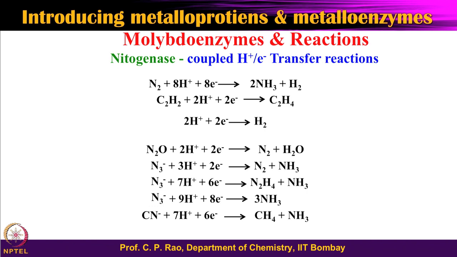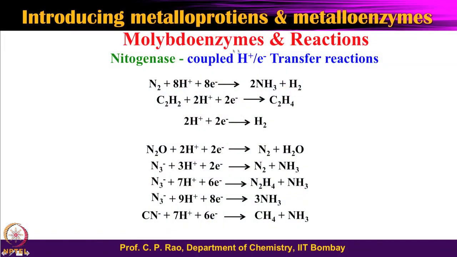Nitrogenase is primarily a reducing agent. So, for a reducing agent, what do we require? Electrons. To remove some oxygen, when you reduce, you need protons also. So, basically for a reducing substrate, you require electrons. In some cases, you require both electrons and protons as well. So, basically proton-electron coupled transfer reactions are carried out by the enzyme nitrogenase.